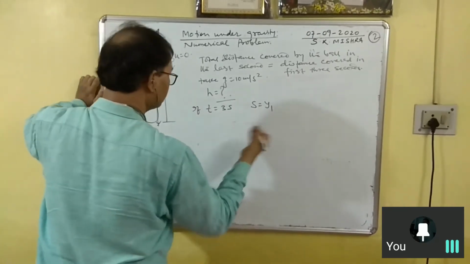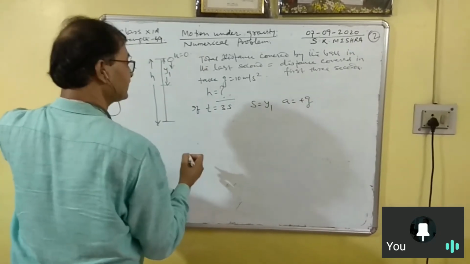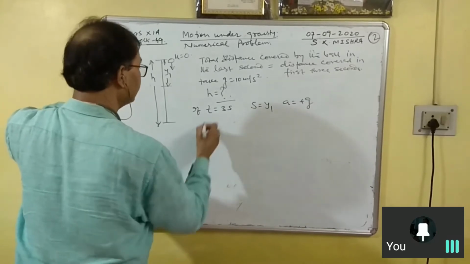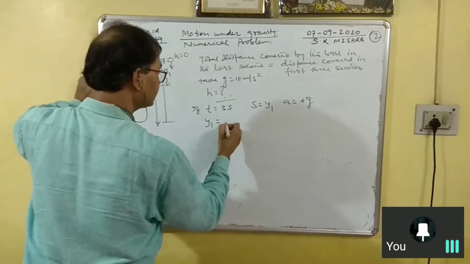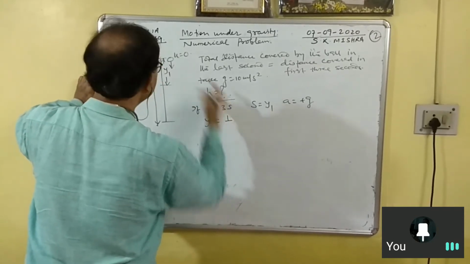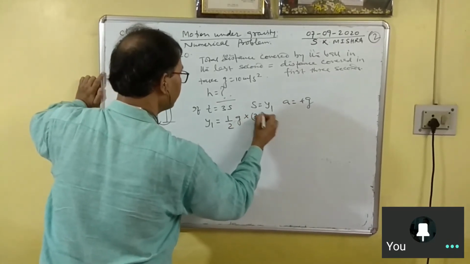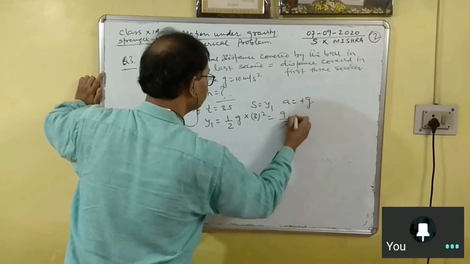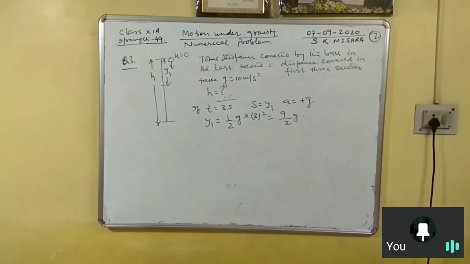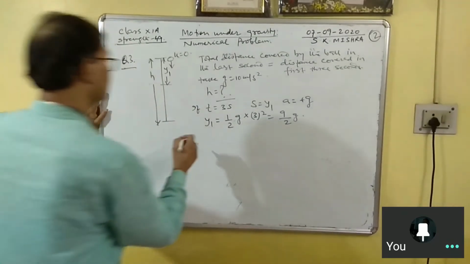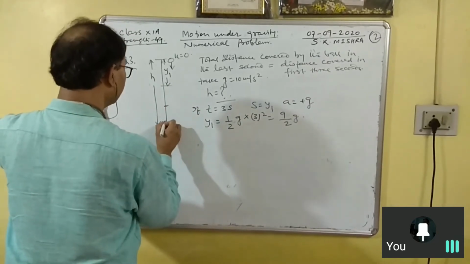And acceleration due to gravity, a is equal to plus g. Then use the relation h is equal to ut plus half a t square. So y1 is equal to half g t square, with u equal to 0 and t equal to 3, so this is 9 by 2 g. Now what is the distance covered by the ball in the last second? That is t equal to 1 second. So before this, suppose this distance is y2.